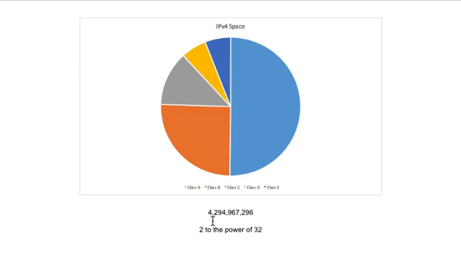Remember, 4,294,967,296 IP addresses. This is all of it, and it's divided into different classes. How you work out this is 2 to the power of 32. I'll expand this on the next few slides.